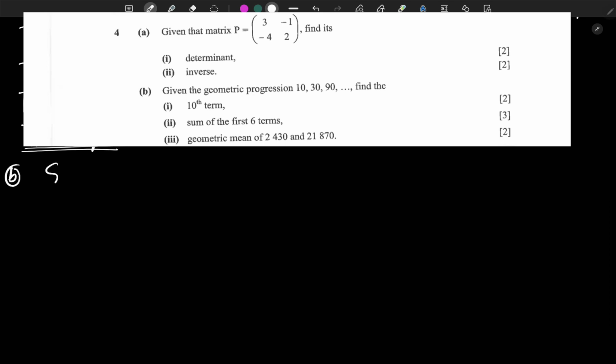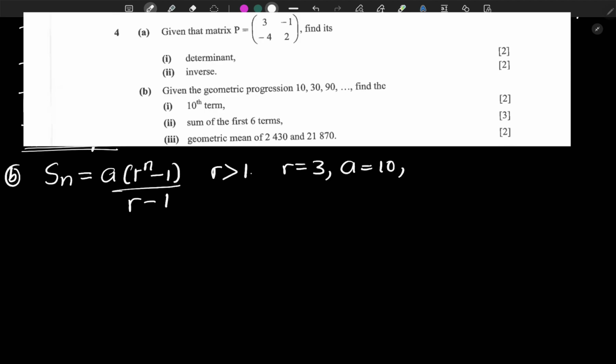So question B, we need the sum. So the formula is this one, A, open brackets, r raised to the power n minus 1, over r minus 1, when the common ratio is greater than 1. And remember, common ratio is 3, A is 10, then n is 6 terms. So S of 6 terms is equal to A, which is 10, r is 3 raised to the power 6 minus 1, over 3 minus 1.